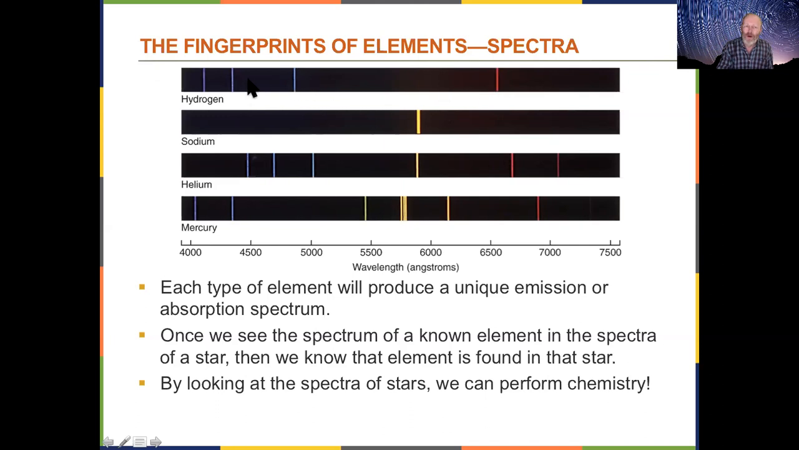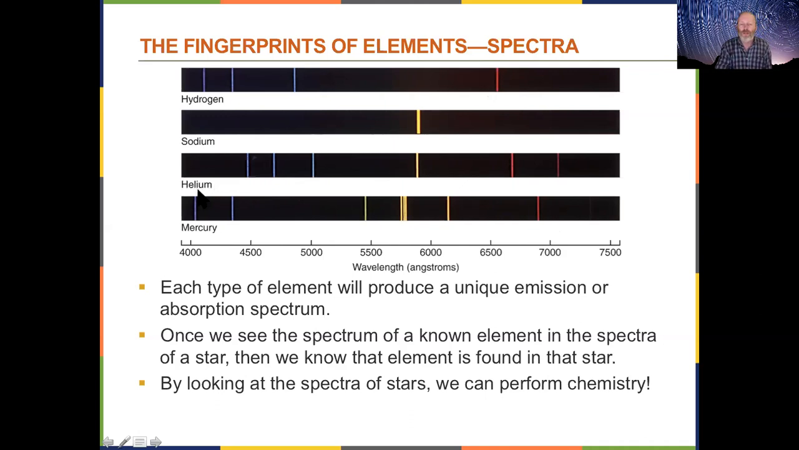And there are four main energy lines that we see in hydrogen here. We have lower energy, remember, red, higher energy in blue. Sodium has just this one that's here in our Roy G. Biv area. Helium has five here. Mercury has a bunch. The more complex elements often have more, but not necessarily.